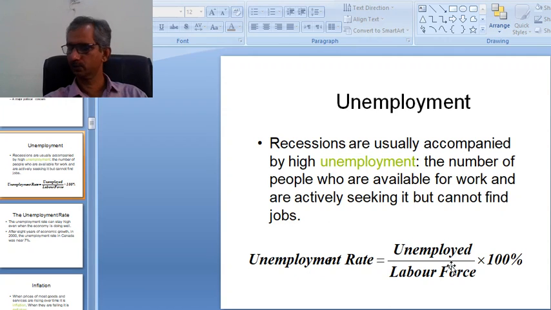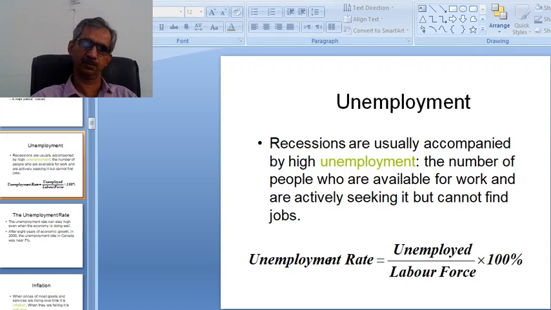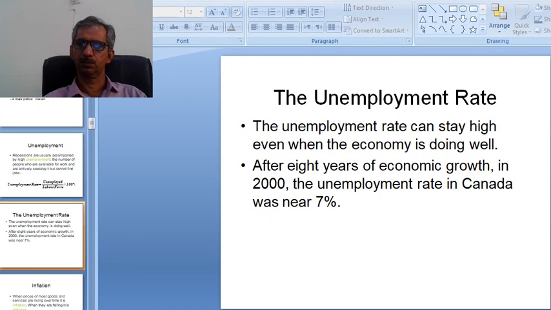This is the formula to calculate the unemployment rate. Unemployment rate equals unemployed people divided by the total labor force, times 100. It will give us the unemployment rate, that is, what percentage of the labor force is without jobs. So the unemployment rate can stay high even when the economy is doing well sometimes.